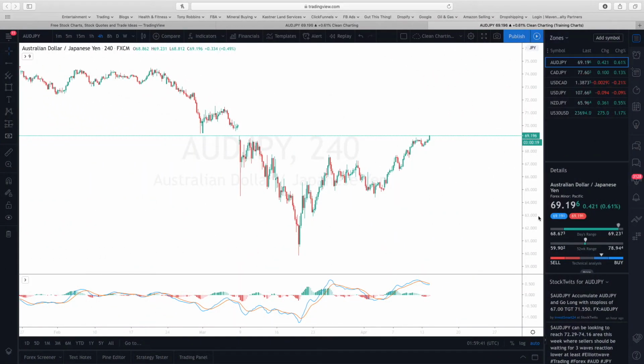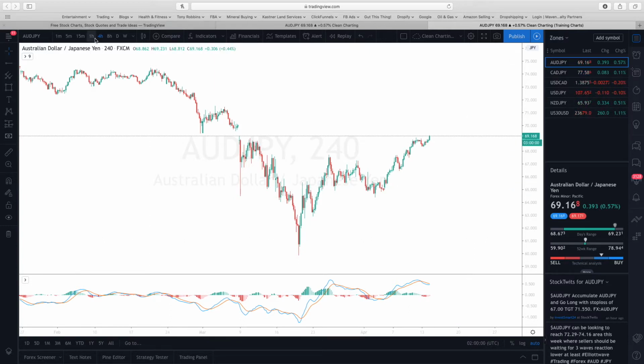Hey guys, welcome to tonight's training. We're going to go over drawing zones and the easiest way to mark up zones on your chart so you can find areas where price is rejected and come to, and then broken through and retested and continue to move on. So let's get started.